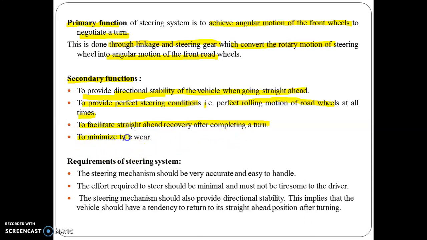Then very important here is to minimize the tire wear. This is also very important function of the steering system.